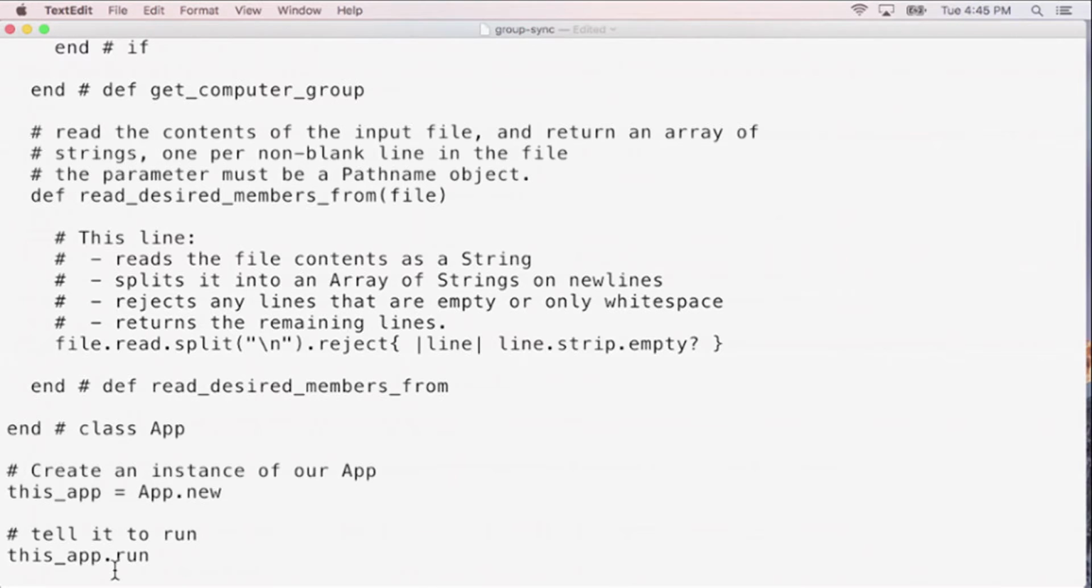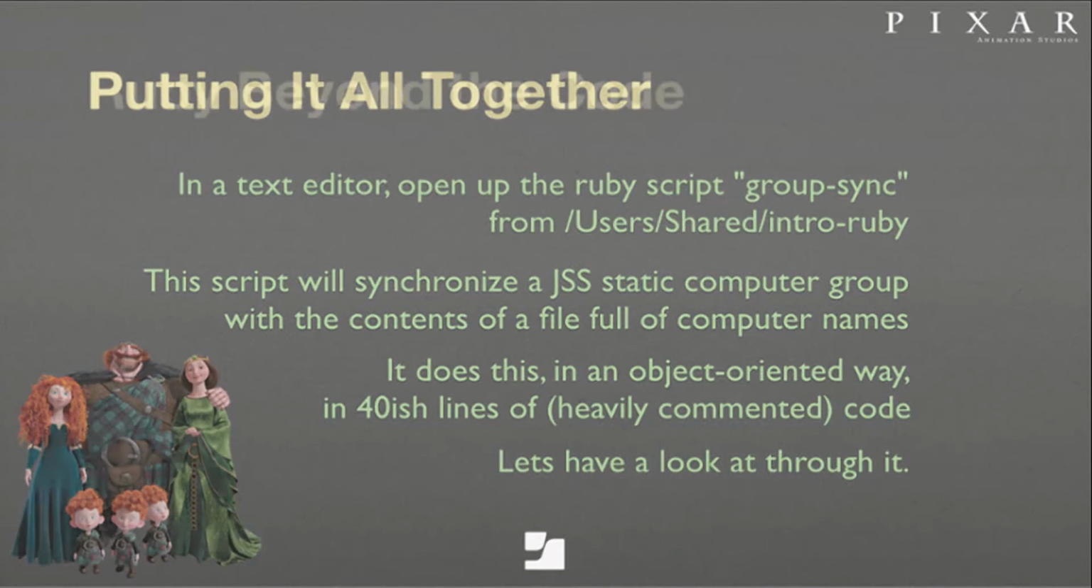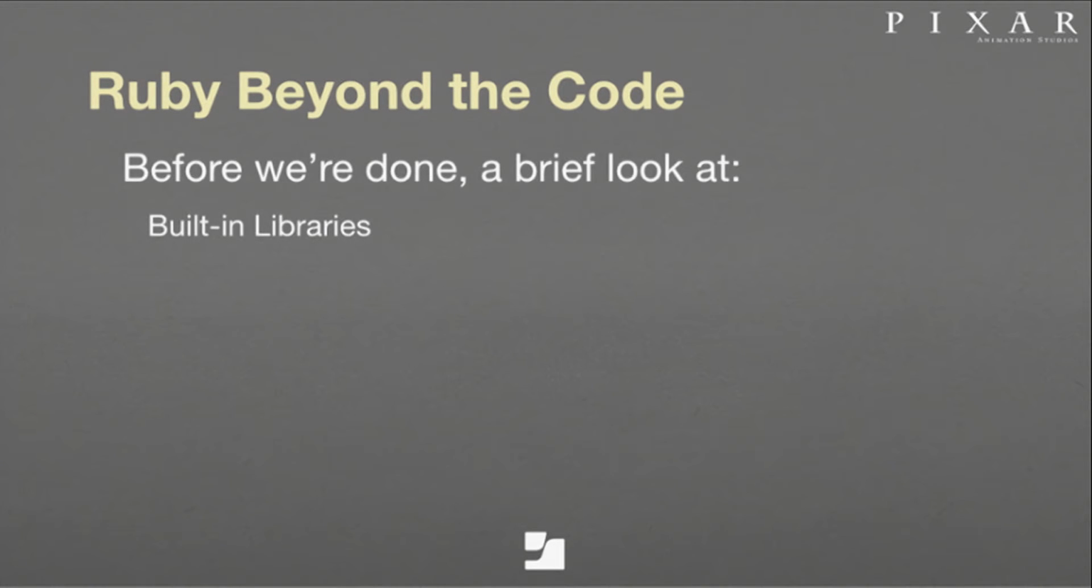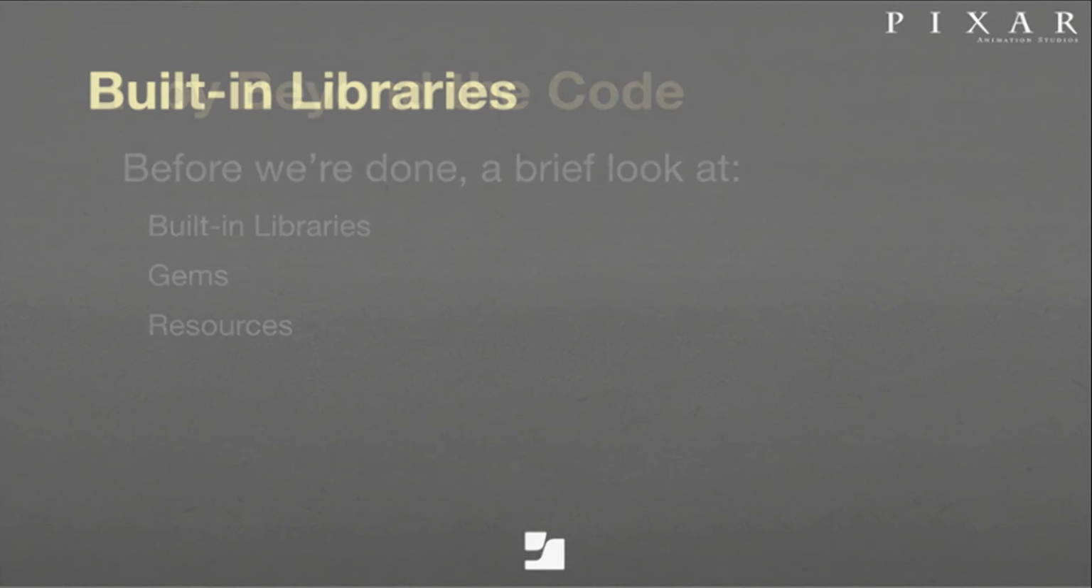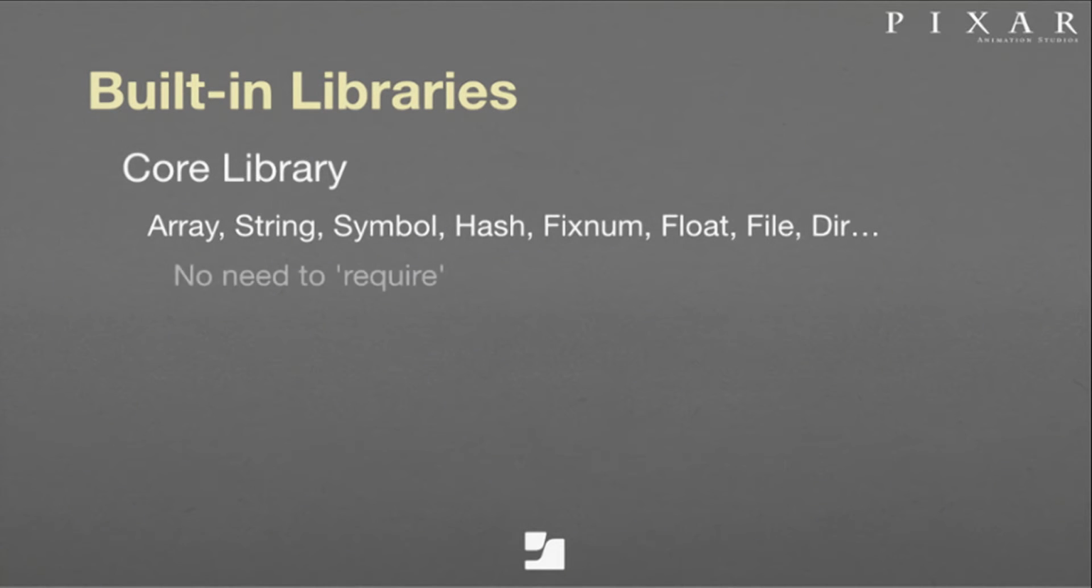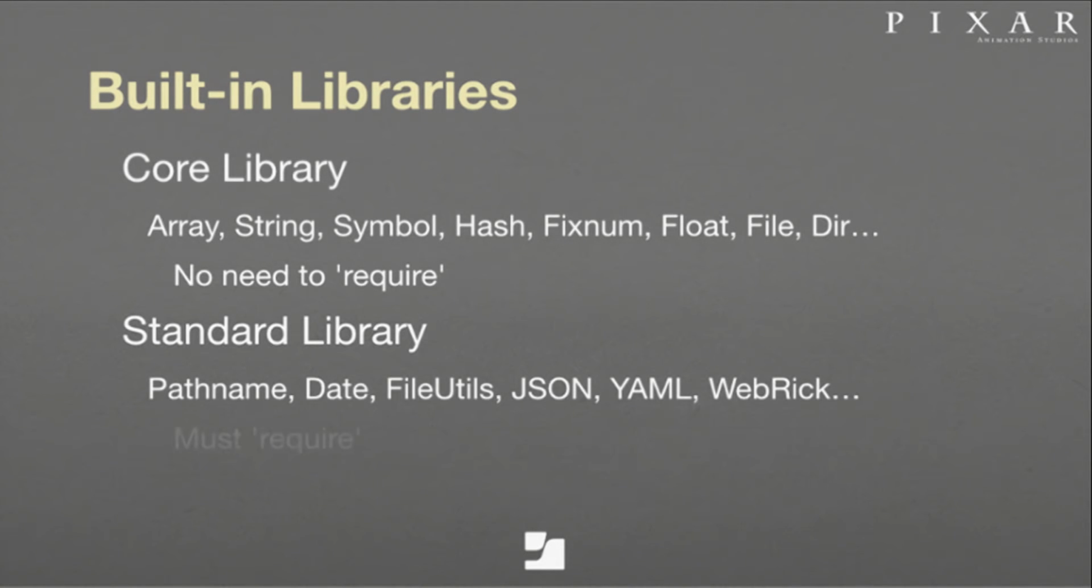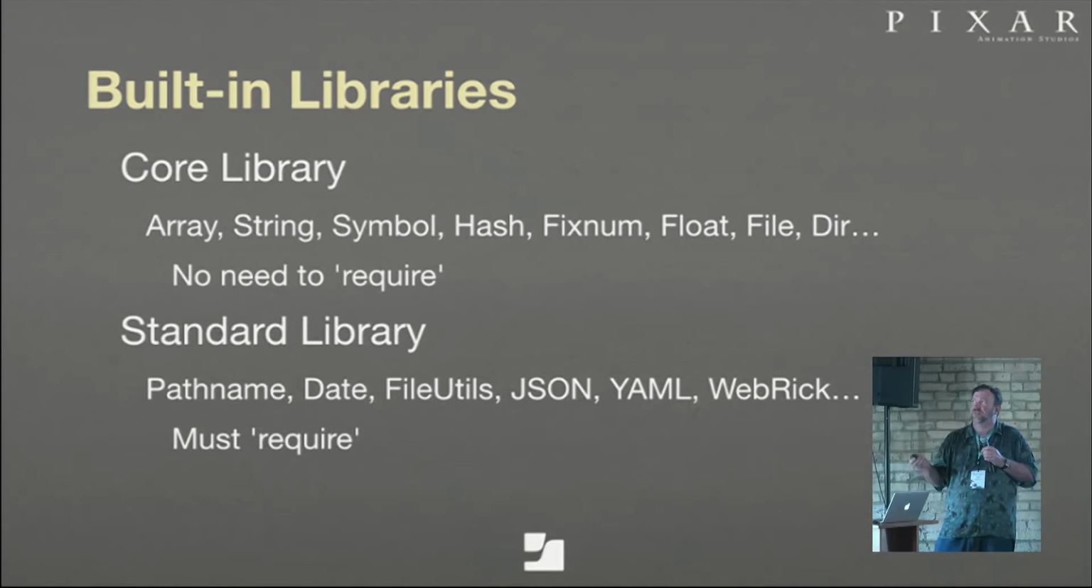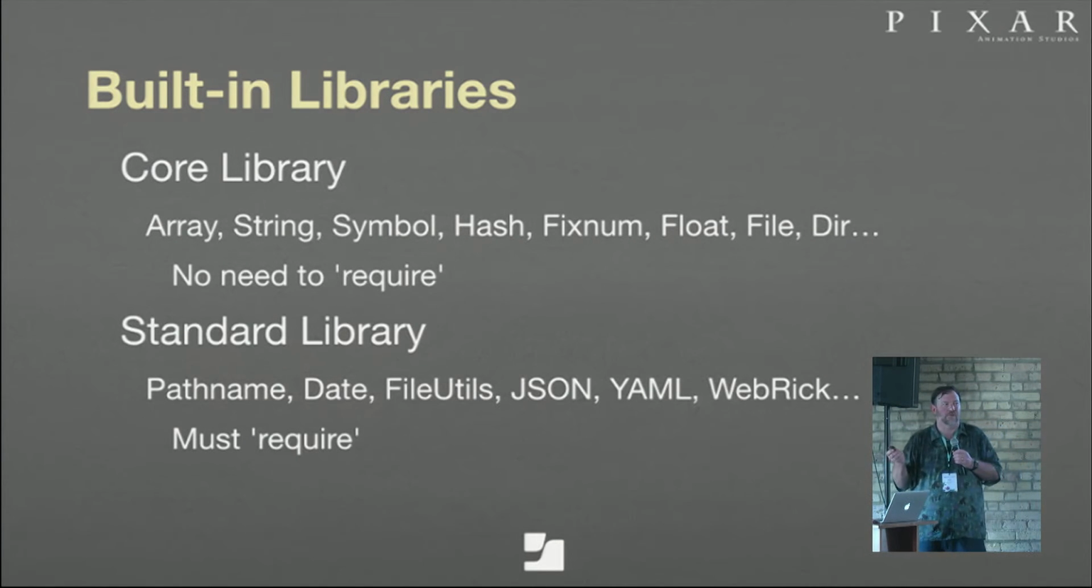So, real quick, because we're almost done. Before we're done, a really quick look at three slides: built-in libraries, gems, and resources. The core library, when you just start up Ruby, it already has definitions of strings, arrays, hashes, floats, files, and so on. No need to require anything to have access to all this stuff. It's built into Ruby immediately.